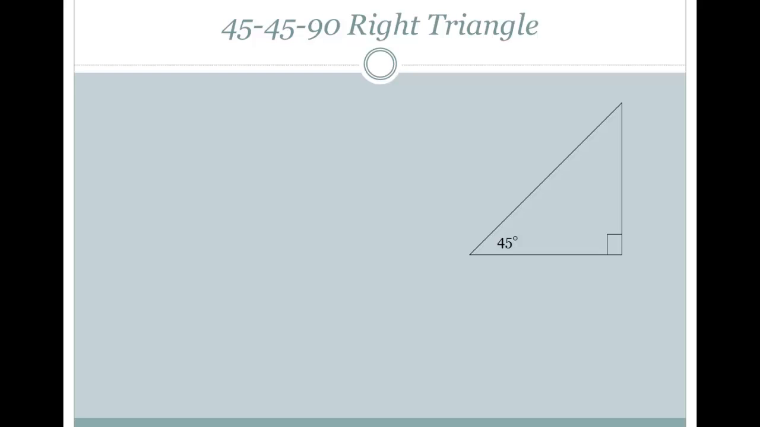I want to look at two specific triangles. Here's a right triangle, 45, 45, 90. Okay, if I label that side as 1, that means that this side is 1 because I have an isosceles triangle. And that would be a hypotenuse of root 2 because I would do 1 squared plus 1 squared equals c squared, so c is equal to square root of 2.